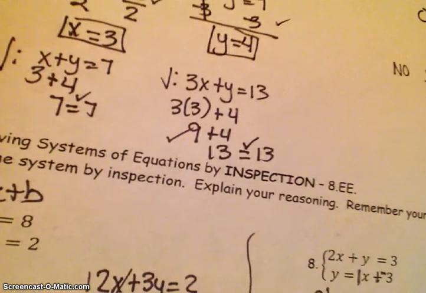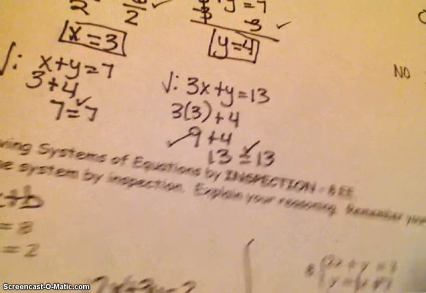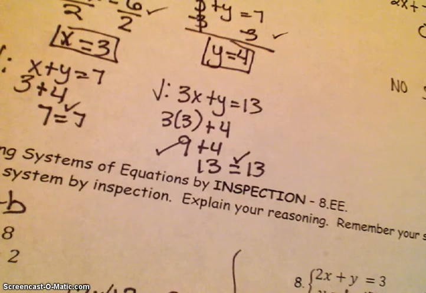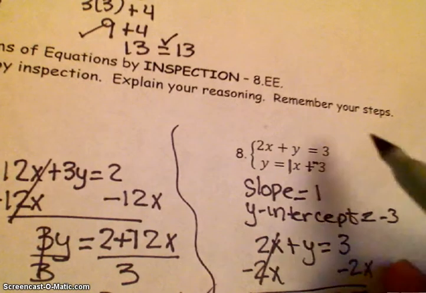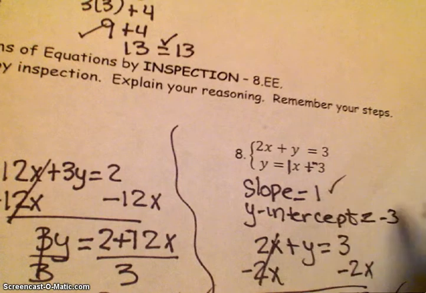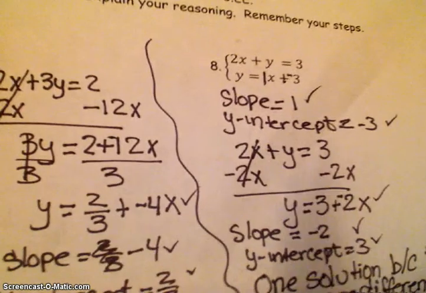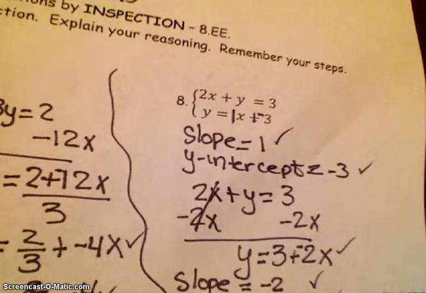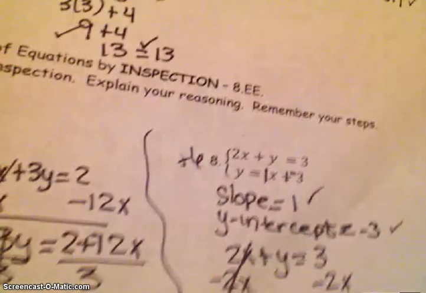Then I was looking on this side too. Did you turn the second one into the form y equals mx plus b? Identified slope and y-intercept. The first one is already in the form y equals mx plus b. So did you identify the slope and y-intercept? If you did all that and you wrote that it was one solution, okay, then you get all 6 points. So this one was worth 6 points.